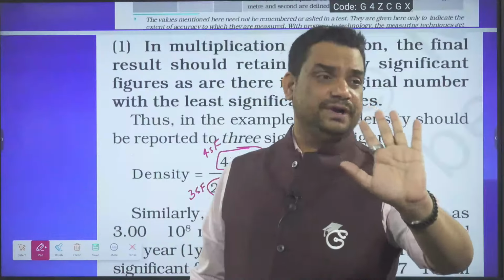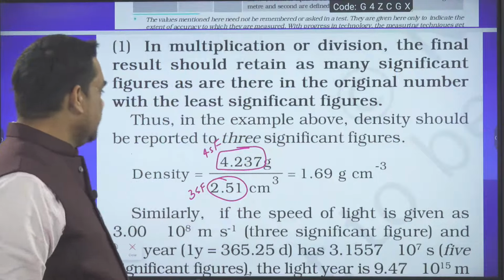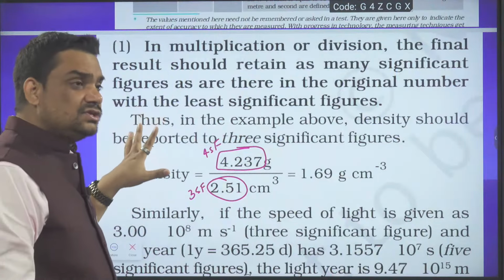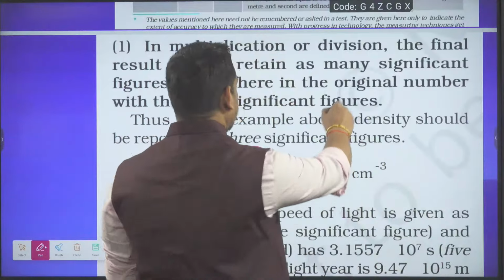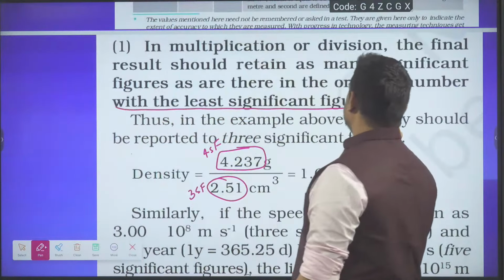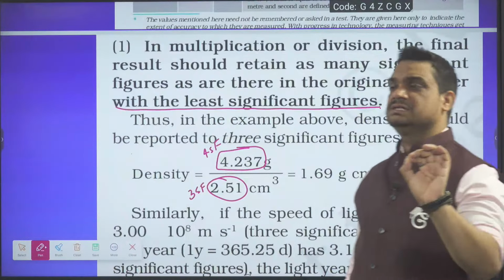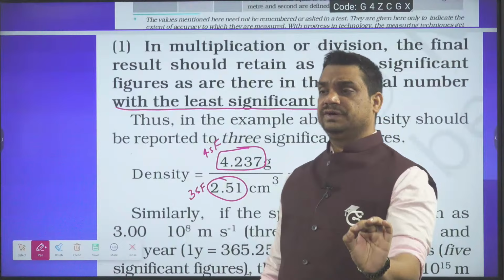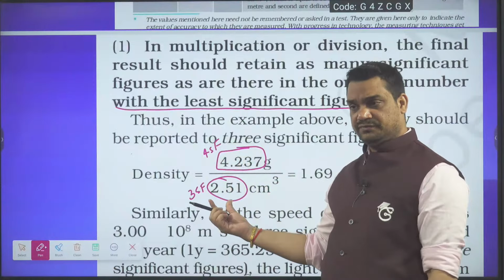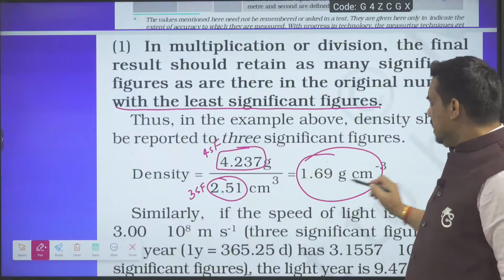Mostly you don't have to divide. You will answer based on the significant figures. Your answer should have 4 significant figures or 3 significant figures? The rule is saying the least number of significant figures. So in multiplication and division, consider the least number of significant figures. In this number 4 significant figures, here 3, so my answer must have 3 significant figures.